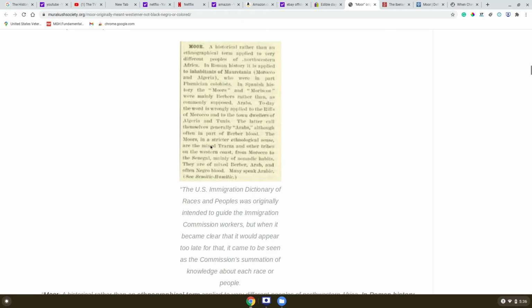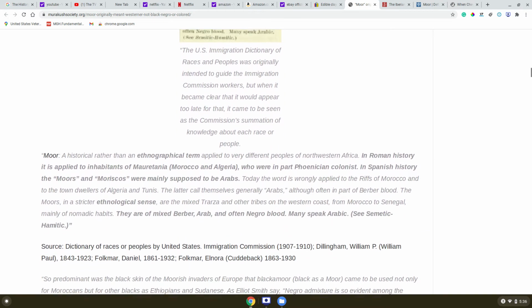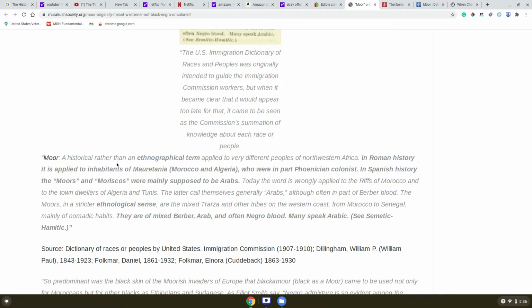Okay, this is a Moor definition from Immigration Dictionary of Races, and it's spelled out here. More a historical rather than an ethnographical term applied to very different peoples of northwestern Africa. In Roman history, it is applied to inhabitants of Mauritania, Morocco, and Algeria, who were in part Phoenician colonists. In Spanish history, the Moors, there we see the Phoenicians again. In Spanish history, the Moors and Moriscos were mainly supposed to be Arabs. Today, the word is wrongly applied to the rifts of Morocco and to the town dwellers of Algeria and Tunis. The latter call themselves generally Arabs, although often in part of Berber blood.